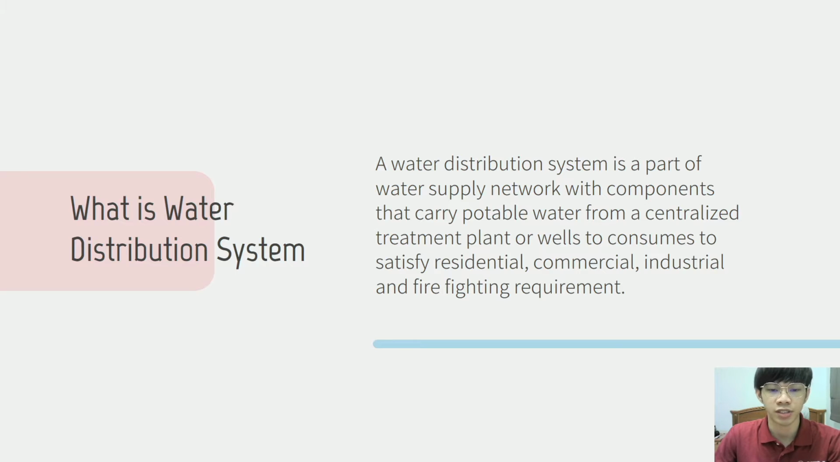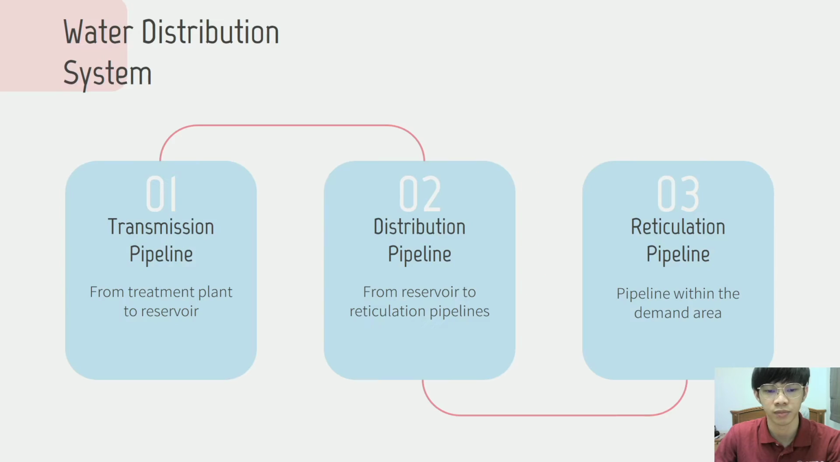What is water distribution system? Water distribution system is a part of water supply network with components that carry potable water from a centralized treatment plant or wells to consumers to satisfy residential, commercial, industrial, and firefighting requirements. There are three types of pipeline in water distribution system: transmission pipeline, distribution pipeline, and reticulation pipeline.